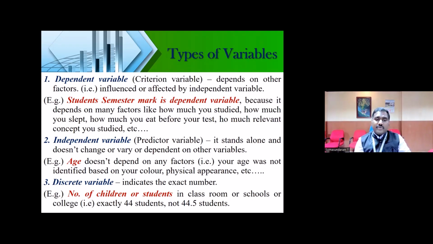Similarly, the second important one is the independent variable, which is also called the predictor variable. Right, it does not depend on anything or change. For example, if you take age, we cannot compare age with any of the demographic factors. We cannot say that age depends upon color, or age depends upon your physical appearance, right? We cannot compare all these things. That comes under the independent variable, a variable which stands alone and is not influenced by anything.